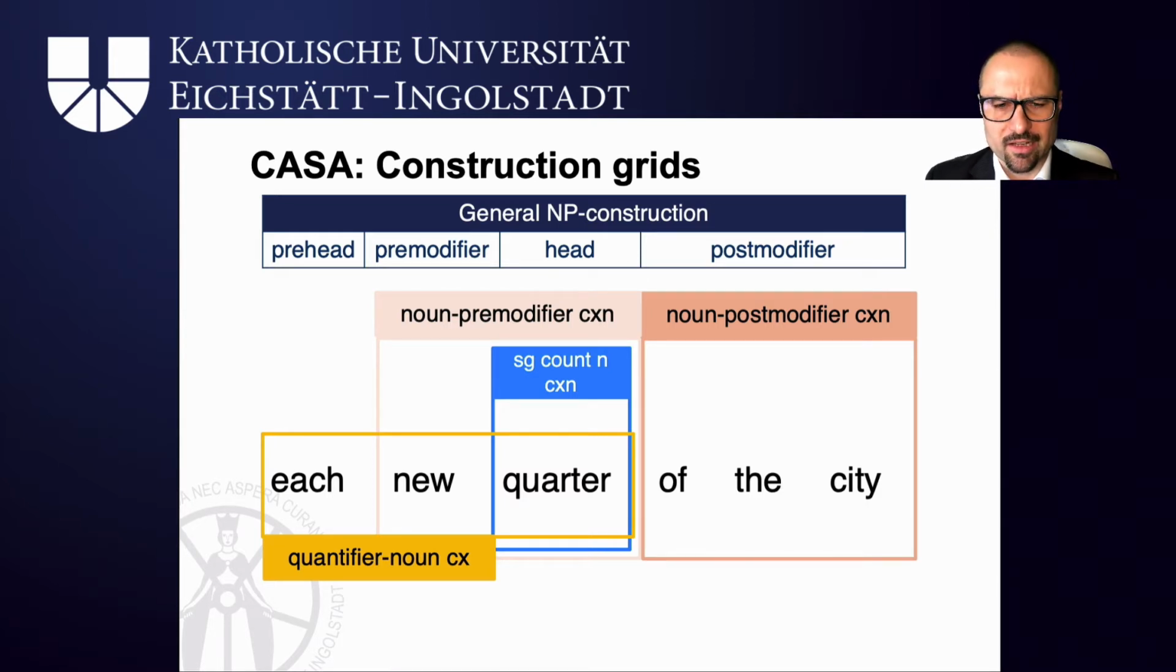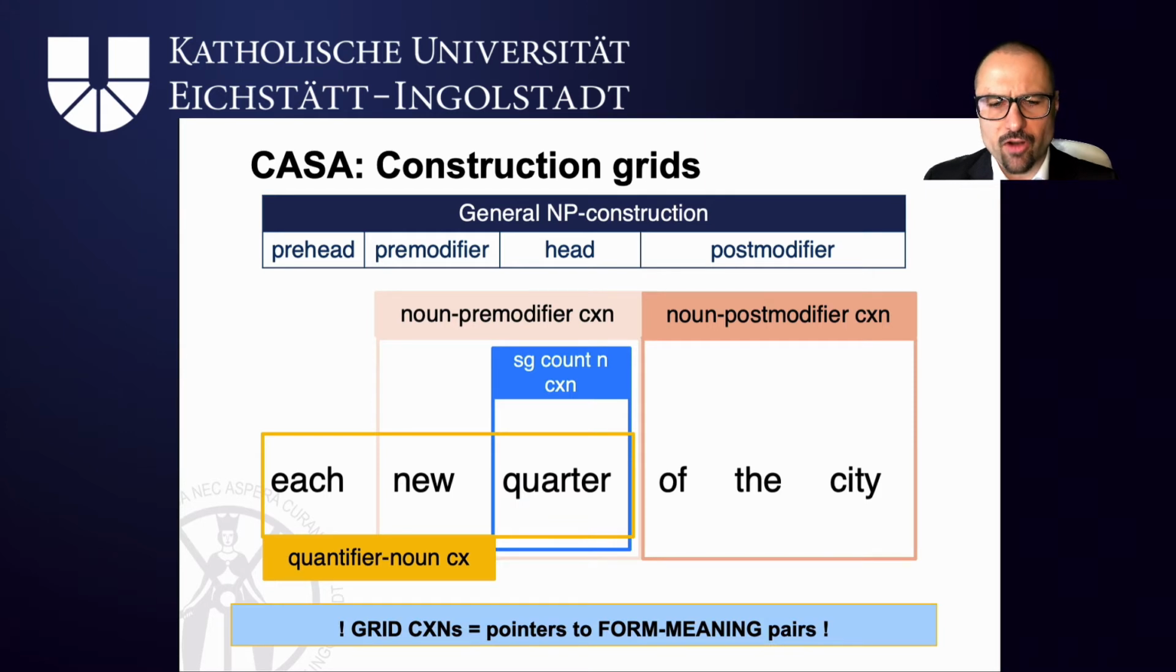So when we use grids like this, where we say there is a quantifier noun and a noun pre-modifier noun construction, what we mean is that we can link this to detailed form-meaning descriptions. For our adjective phrase, new, for example, we would know that it denotes a property and that quarter is the head thing which is supposed to be new, so the noun to which the attribute relates. So constructional grids in CASA are only pointers to more complex form-meaning pairs, but we need them if we want to represent all of the constructions that are at work in a single construct.